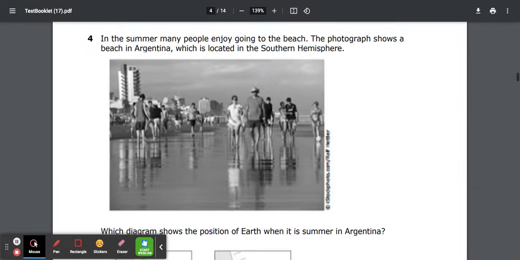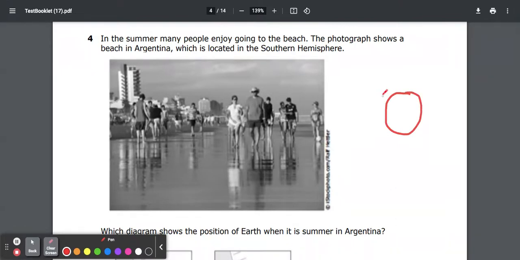Number four, in the summer, many people enjoy going to the beach. The photograph shows a beach in Argentina, which is located in the southern hemisphere. Okay, so I know that I am going to be looking at the southern hemisphere. If I was doing this on the computer, then I would have a scratch sheet of paper and I would draw out what summer would look like. So I know that I am looking at the southern hemisphere, this right here.